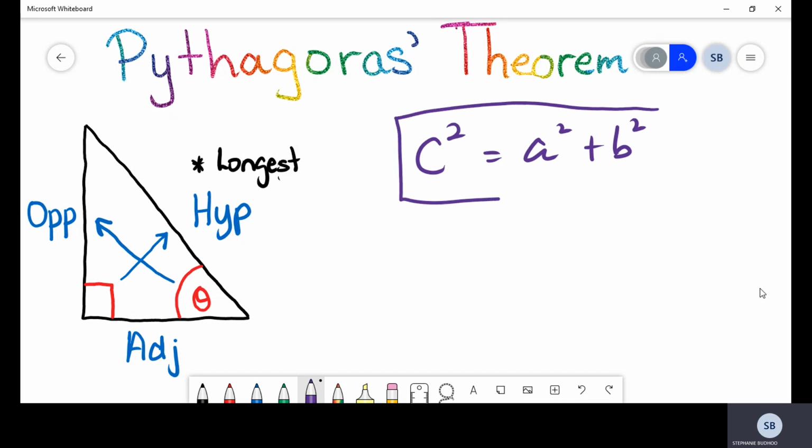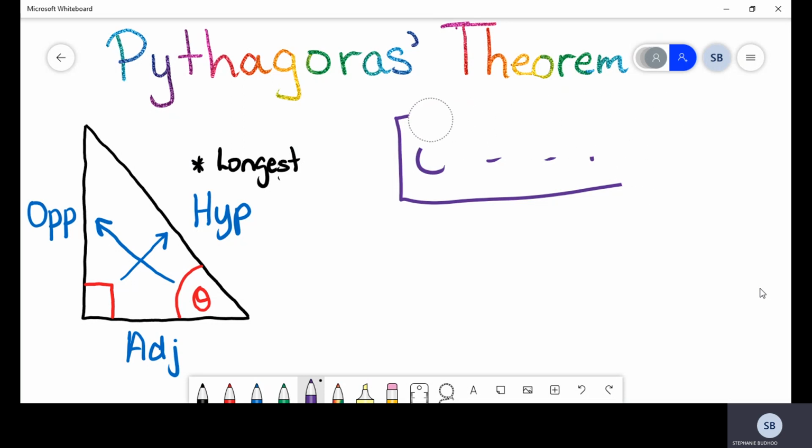And I think that sometimes it's this formula that tends to cause much distraction and despair to students because they mix up the values of A, B, and C. So here's how I like to teach this theorem.